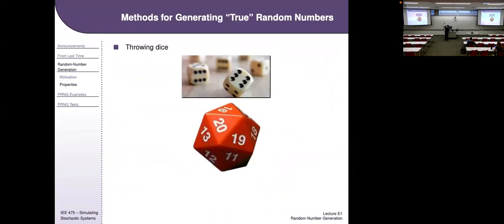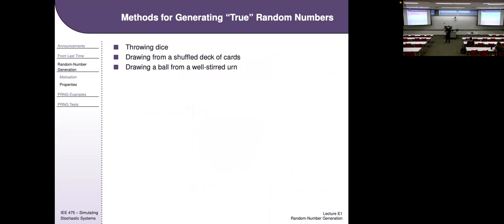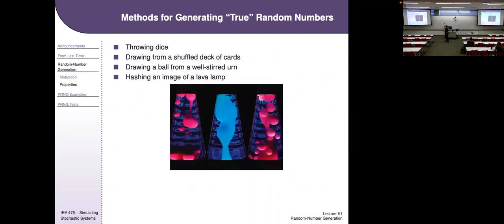So methods for generating random numbers. Well, we talk about throwing dice a lot. That's great, not really practical for a computer. Drawing from a shuffled deck of cards, drawing a ball from a well-stirred urn. For some applications, sure, that's great. Probably not good for drawing thousands to millions of numbers in a computer.